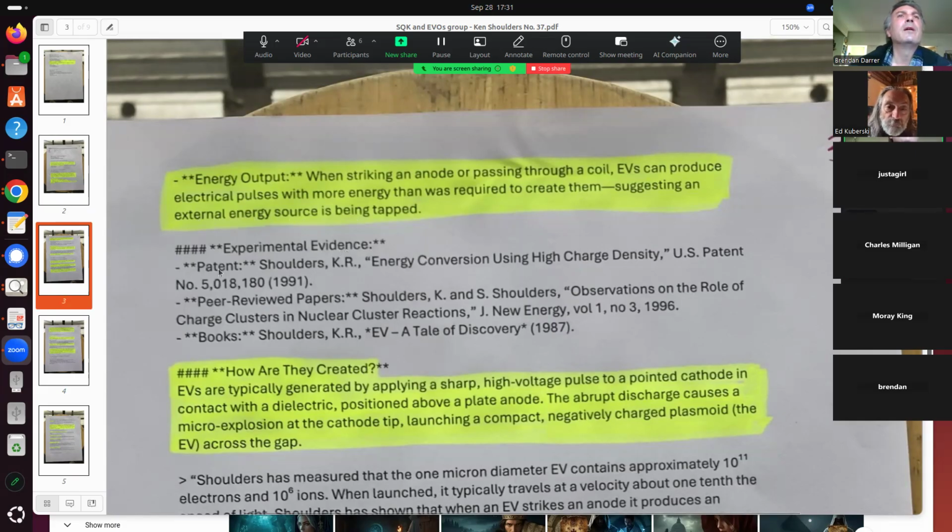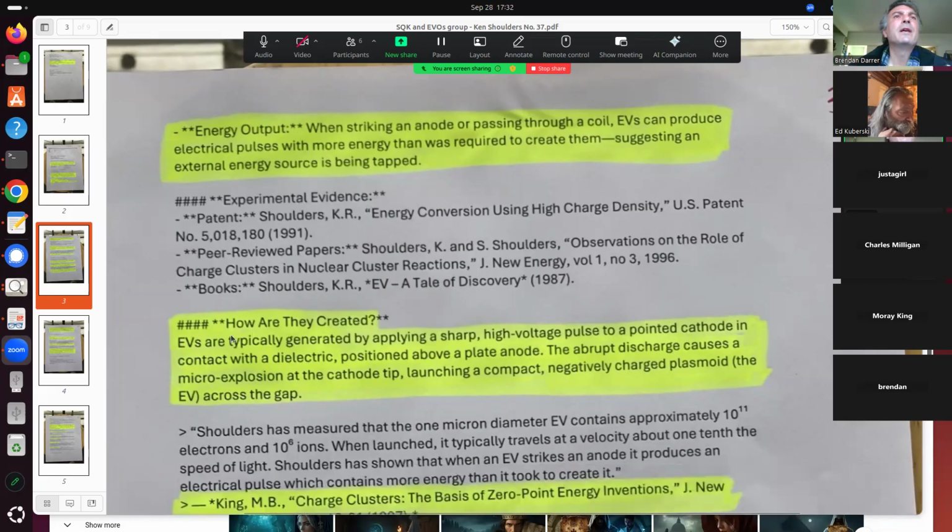Experimental evidence. So it's just talking about this patent here, energy conversion using high charge density. Peer-reviewed papers: Ken Shoulders, observations on the role of charged clusters in nuclear cluster reactions, and Ken Shoulders' EV, A Tale of Discovery.